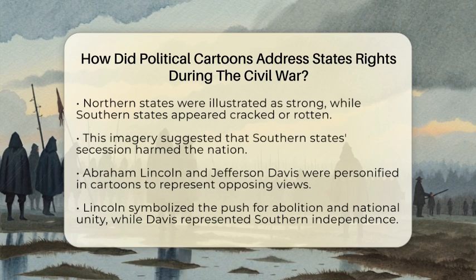rebellion. The struggle between federal authority and states' rights was personified in cartoons featuring Abraham Lincoln and Jefferson Davis. These characters were often shown in a tug-of-war over a map of the United States. Lincoln represented the push for abolition and the preservation of the Union, while Davis stood for separation and independence for the southern states. This visual metaphor highlighted the intense political conflict over whether states could ignore federal law.